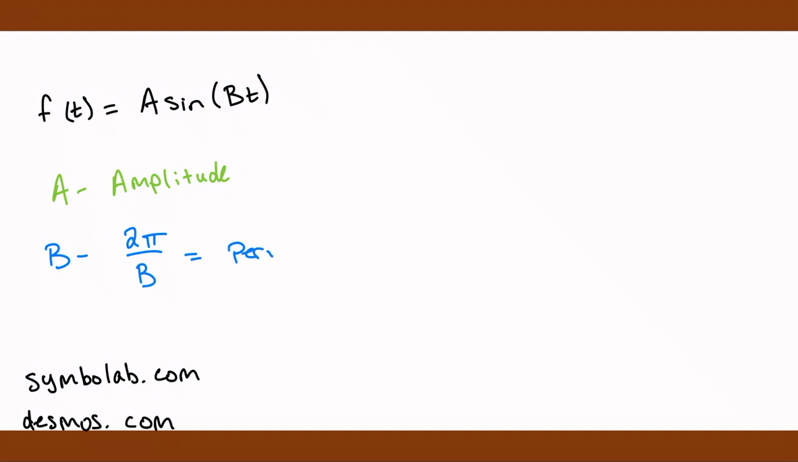That's equal to the period. That's why B is useful, whatever that coefficient is on t inside the argument. And that's true for cosine and tangent as well.